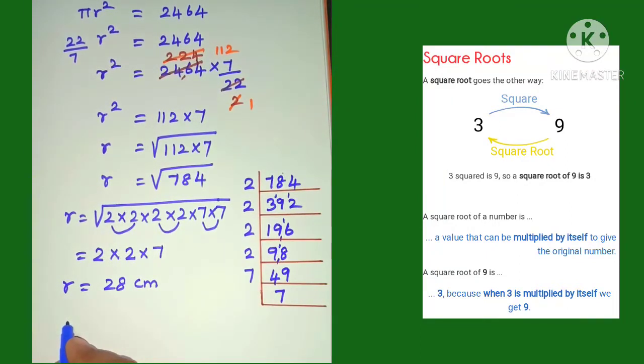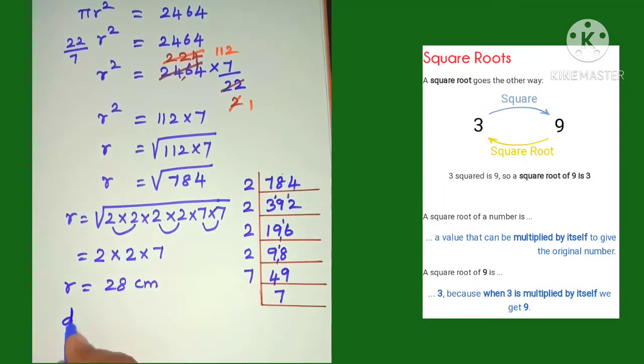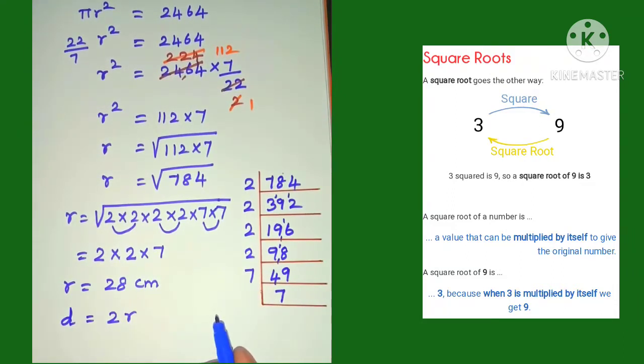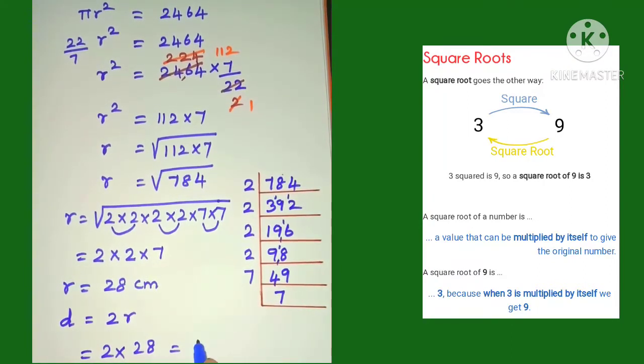And also we have to find the diameter D, which is twice the radius, 2 into R. Therefore 2 into R is 2 into 28, therefore 56 centimeter. So the value of radius R is 28 centimeter and D is 56 centimeter.